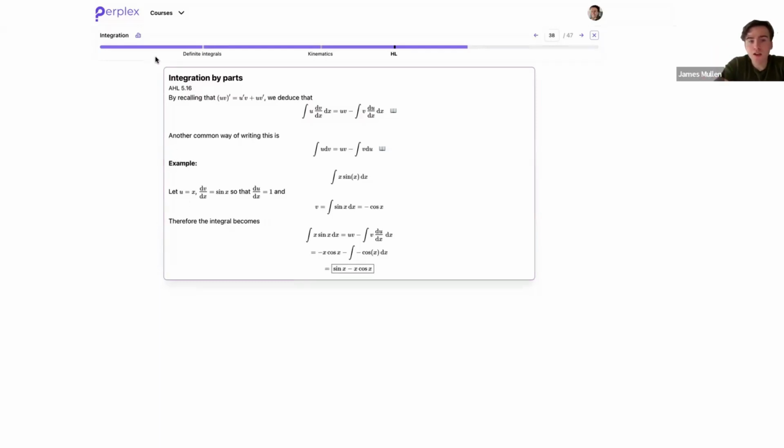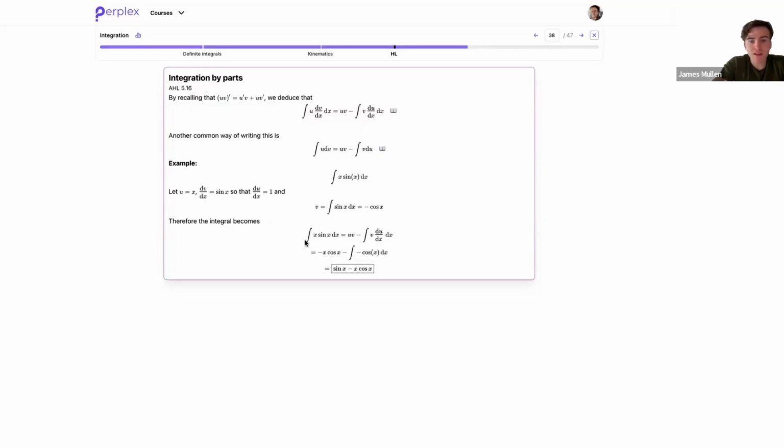Okay, so let's do an example. If I have the integral of x sin x, x is easy to integrate. Sin x is also not too bad to integrate, to be honest. What I can do is say u is equal to x, and dv/dx is equal to sin x, and that means that du/dx is equal to 1, and v, the integral of sin x, is negative cos x.